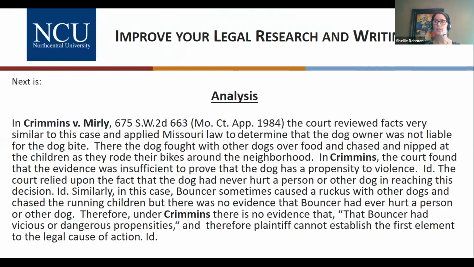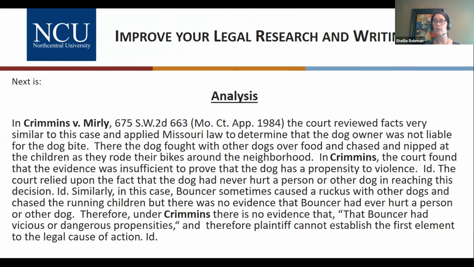So now you switch to the facts of your case and identify the same or similar facts in your case. So similarly, in this case, Bouncer sometimes caused a ruckus with other dogs and chased the running children, but there was no evidence that Bouncer had ever hurt a person or another dog.